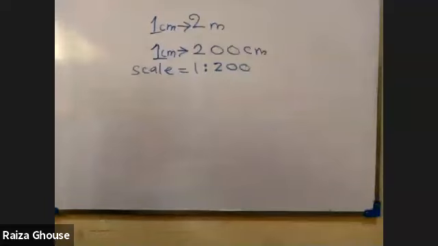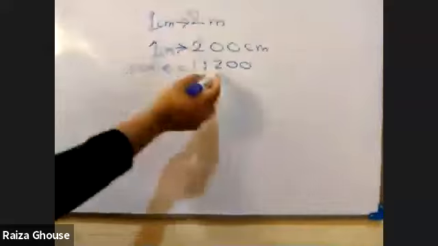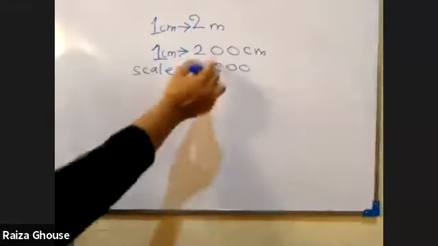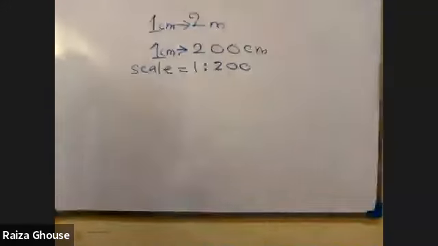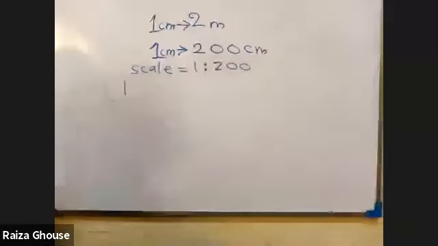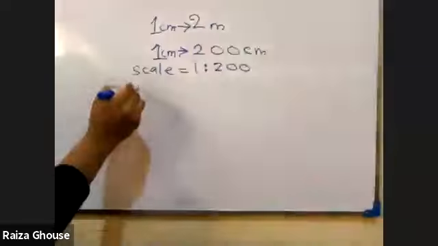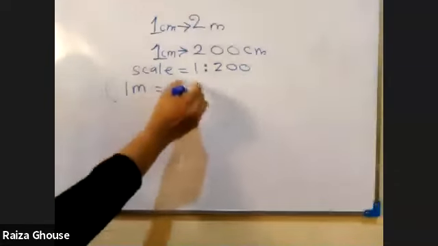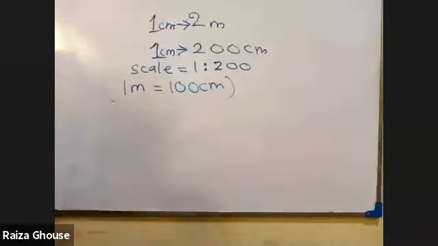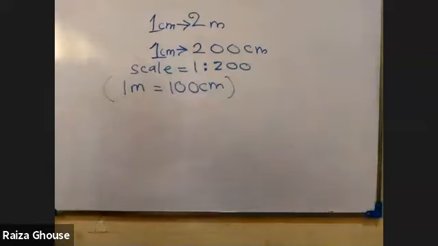1:200 is the scale. So this is the scale ratio. What does it mean? 1 centimeter is representing 200 centimeters. So 200 centimeters is the scale length. If the actual length is asked, you should have the knowledge of the relationship between meters and centimeters: 1 meter is 100 centimeters. You have to know that. Using that knowledge, you can find out what this 200 centimeters means. That is 2 meters, the actual length.